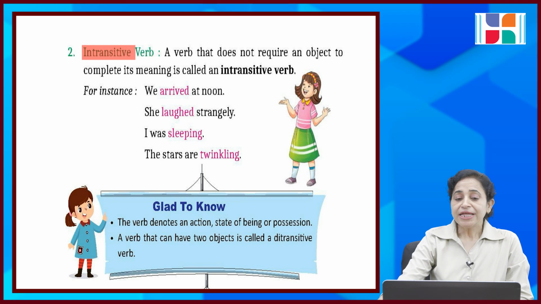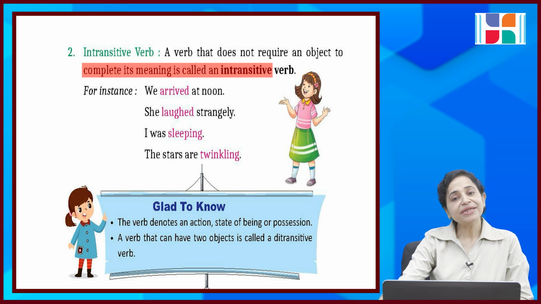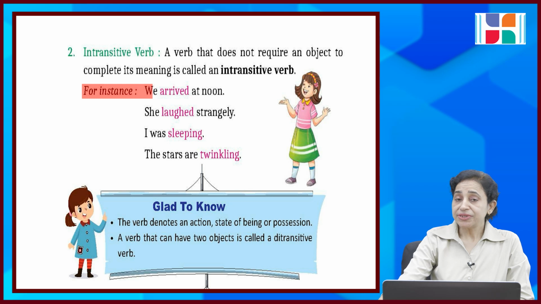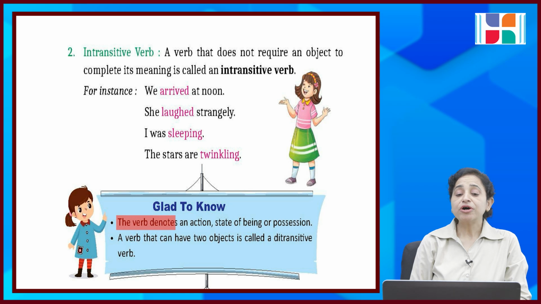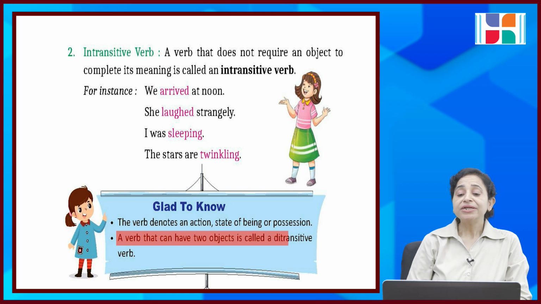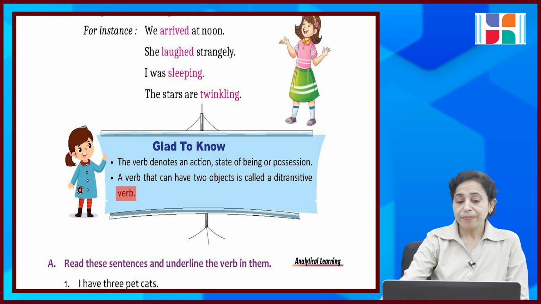Likewise in others. Intransitive verbs: a verb that does not require an object to complete its meaning is called an intransitive verb. तो इसमें कोई object की ज़रूरत नहीं होती है. For instance, we arrived at noon. She laughed strangely. I was sleeping and the stars are twinkling. The verb denotes an action, state of being or possession. A verb that can have two objects is called a ditransitive verb.